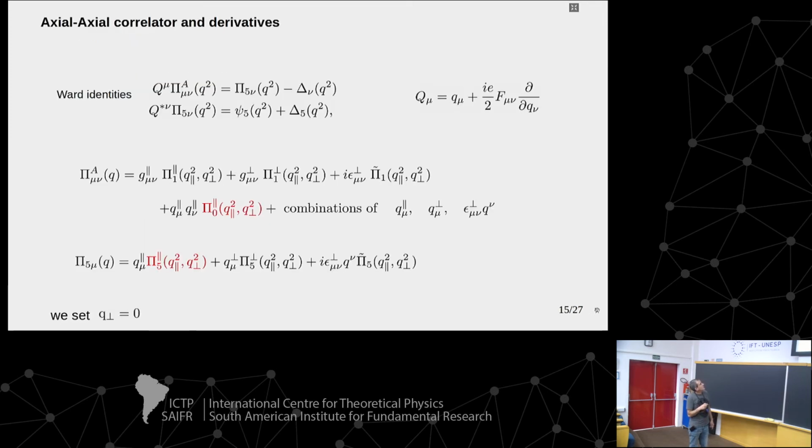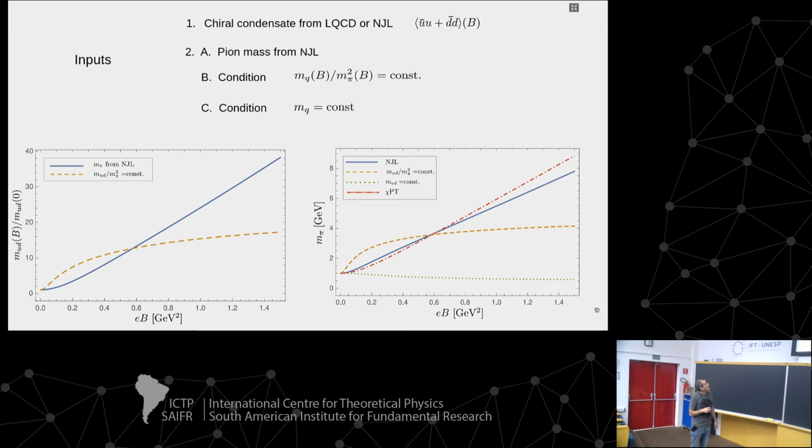One thing we found is that the Ward identity is still preserved with this Q, including the electromagnetic field. This is the general separation of the correlator. We just pick this one term, and this other term, setting the perpendicular momentum going to 0, which is not the rest frame. So here are the results.